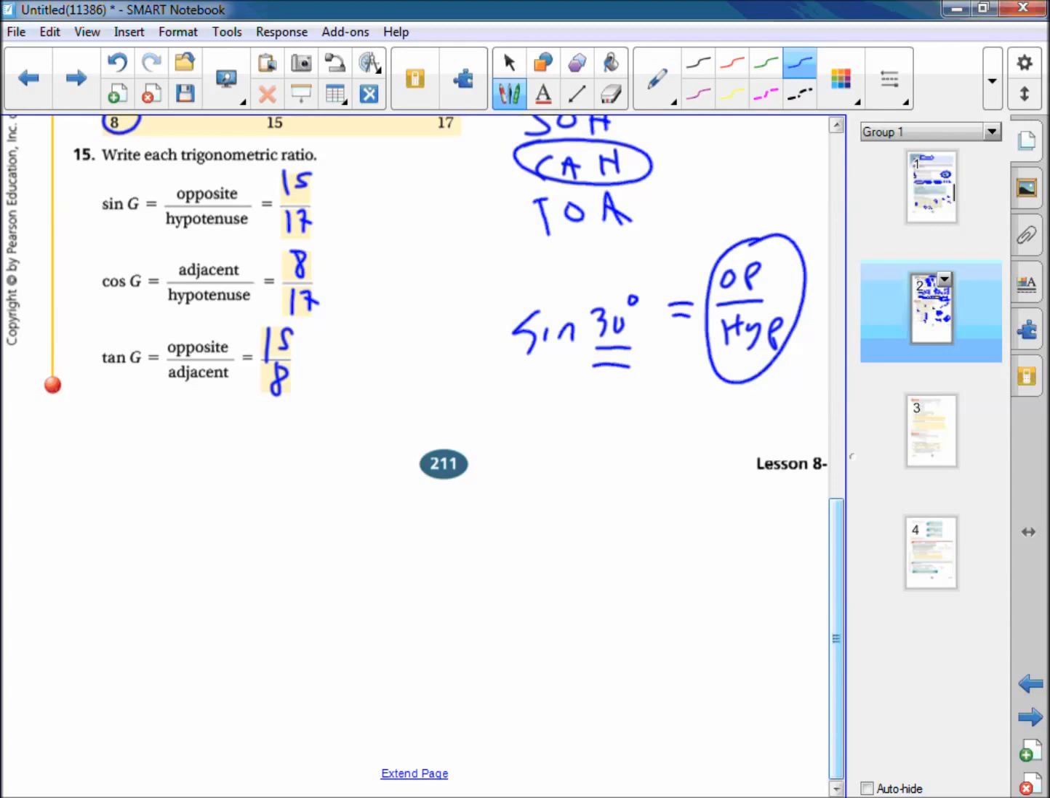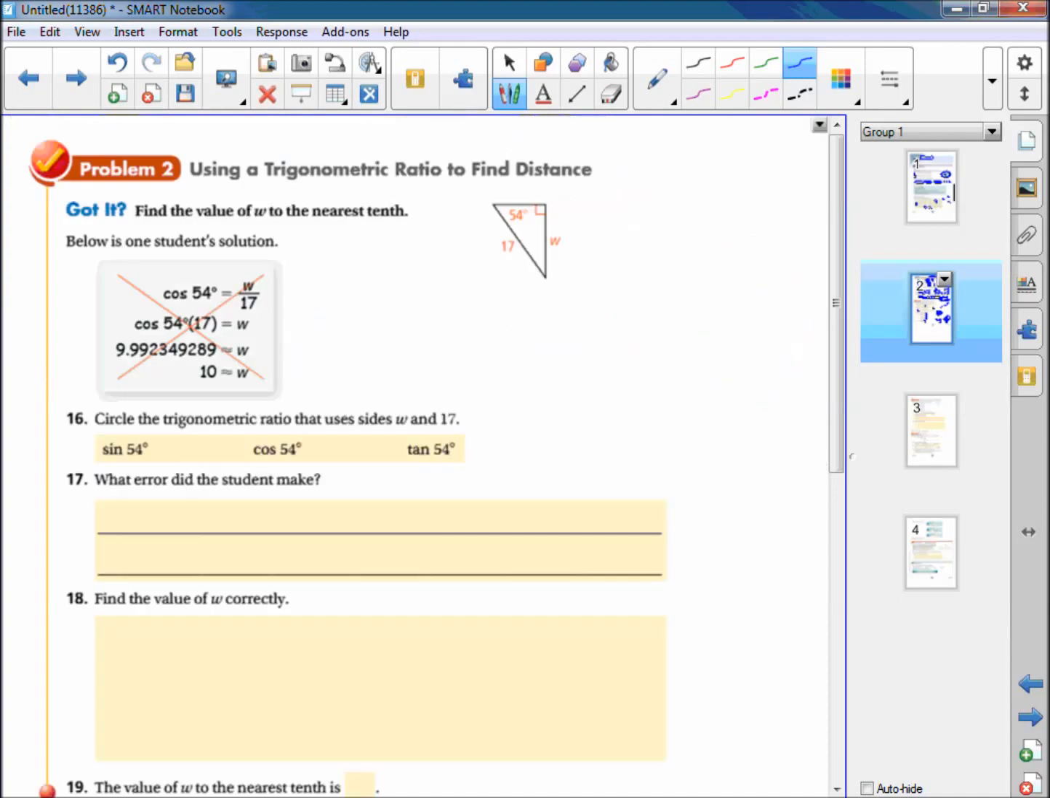So I had tables, because our calculators couldn't do this, and I had to look up what is a 30 degrees and then go across and find the value of sine. And that told me the ratio of the opposite to hypotenuse. Okay? So you're going to be doing that, except you can use a calculator to type in the sine of 30 now. All right? So we're going to take a look at problem number 2.